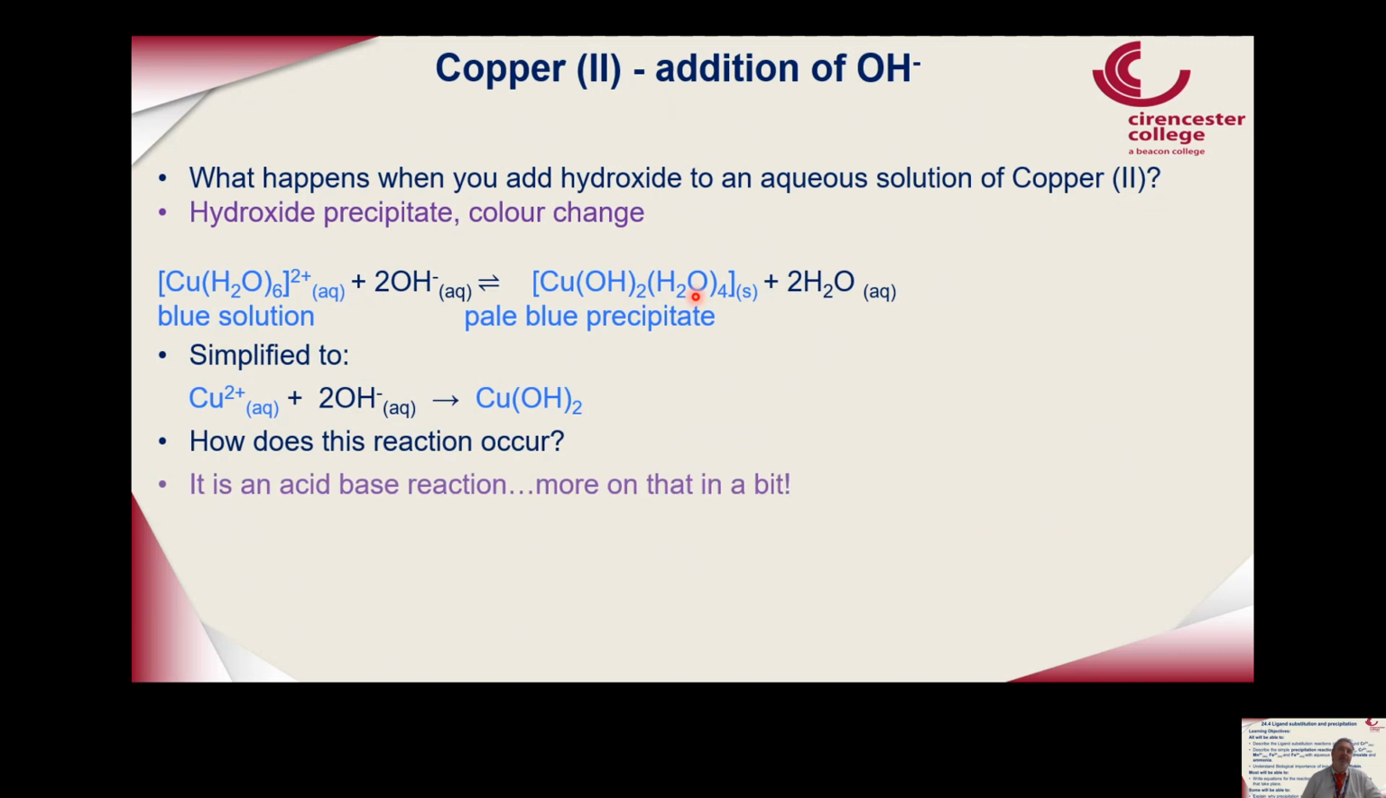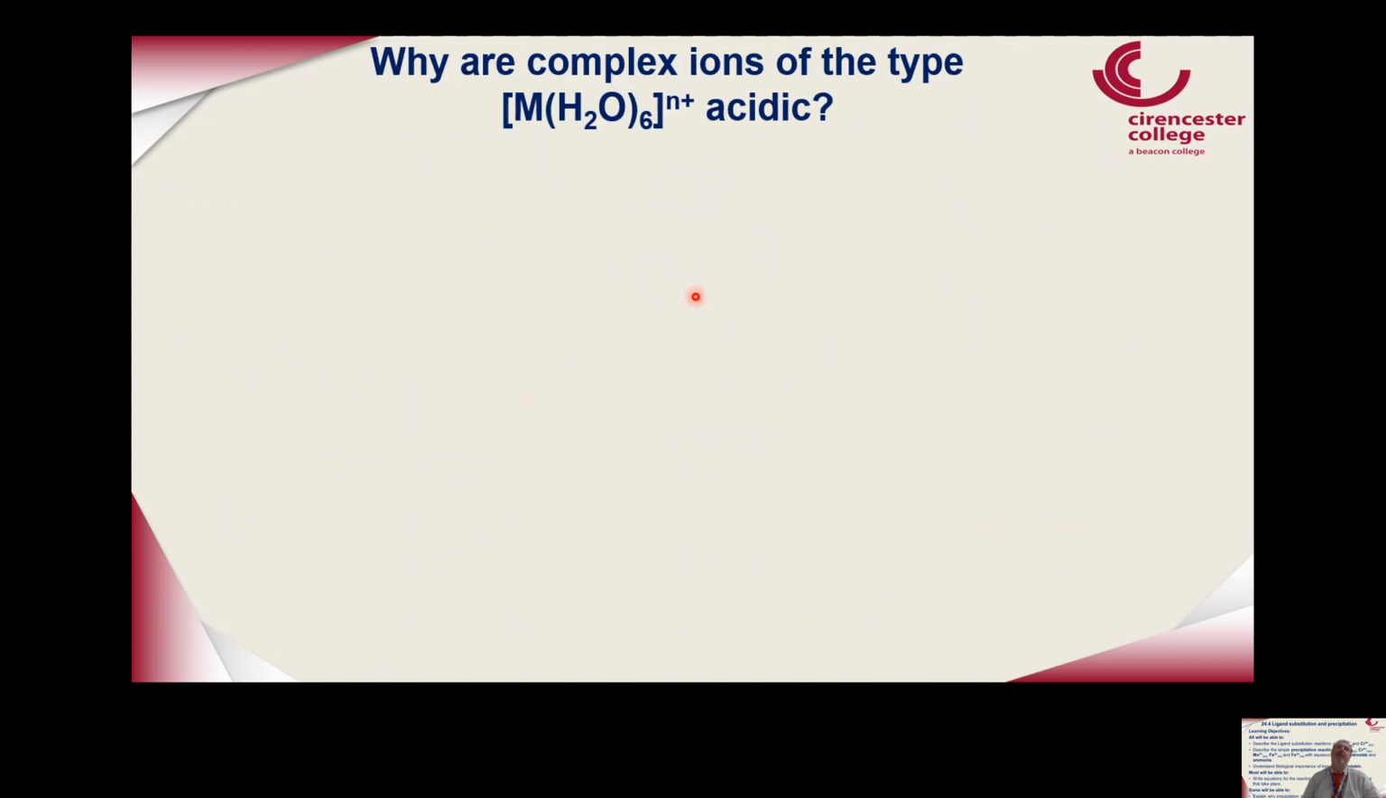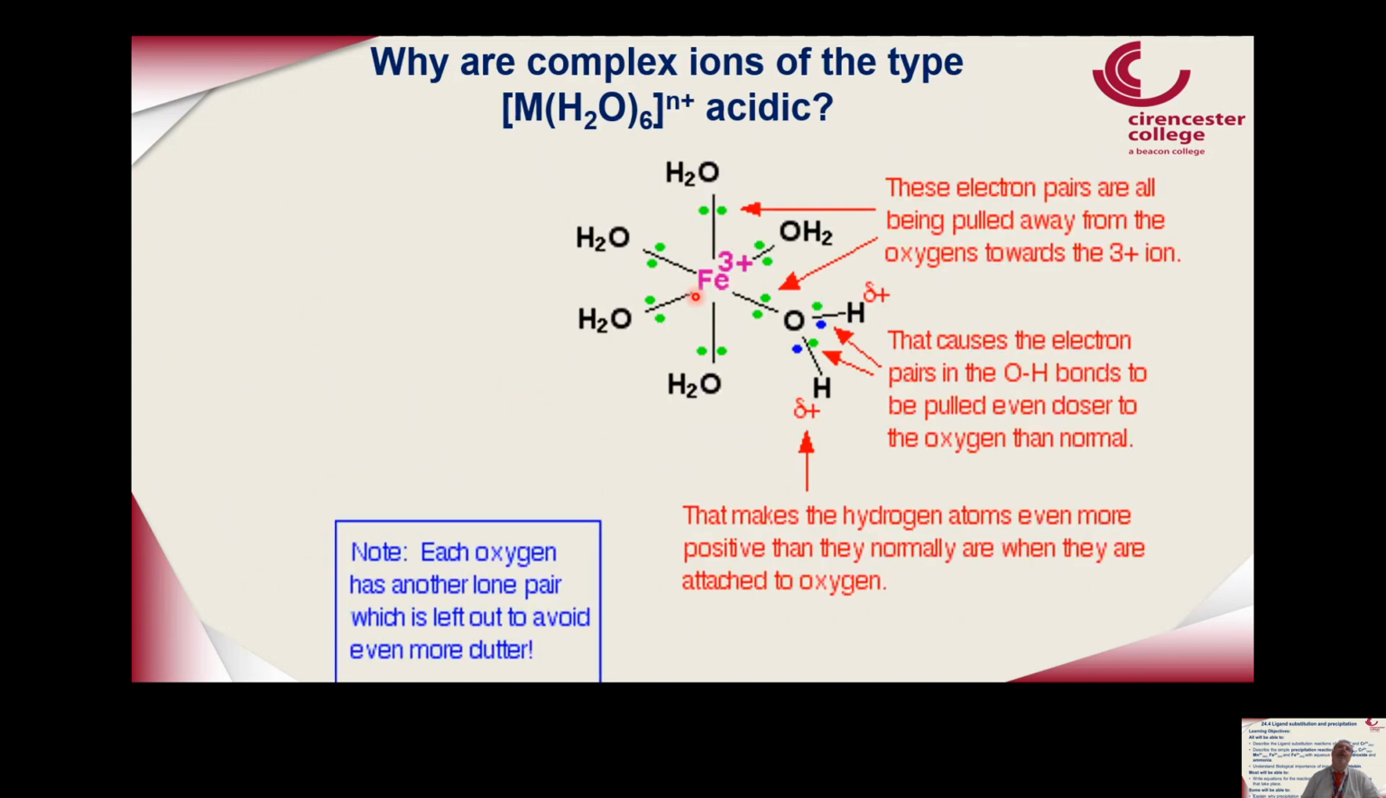Okay, as it occurs, it's acid base. Okay, and we'll look at that in a bit more detail later on. Okay, what happens if we leave it in air? Okay, well, nothing, because there isn't such an ion as copper 3. The highest oxidation state or preferred oxidation states for copper are 1 and 2, so it won't oxidize further. Okay, and if you compare it to Fe2+, which is easily oxidized to Fe3+ in air, so that one, Fe2+, would change to Fe3+.